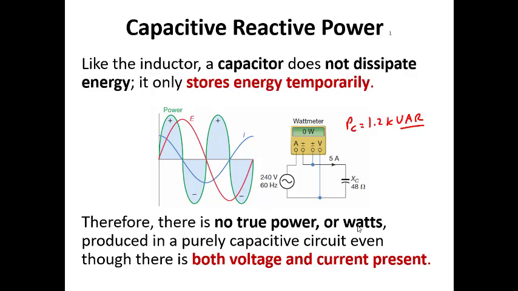There's no true power or watts with a capacitor because, just like the inductor, it's going to put energy into the circuit and then take energy out of the circuit, and then put energy into the circuit again, and the net effect is going to be 0 watts. There's still both voltage and current present, so there's still a power, but it's not a true power, it's the reactive power, which in this case would be 1.2 kVAR.